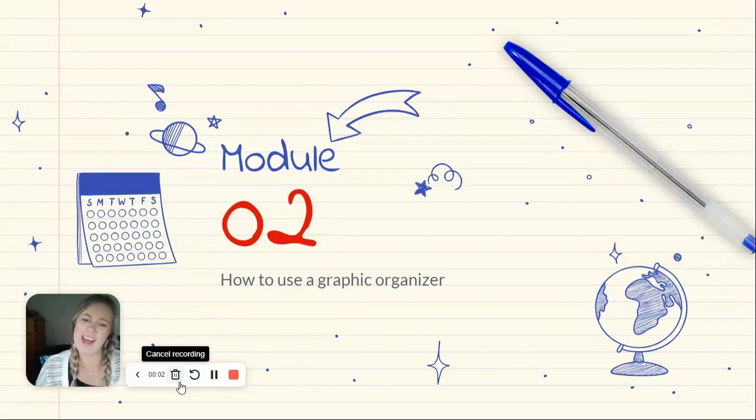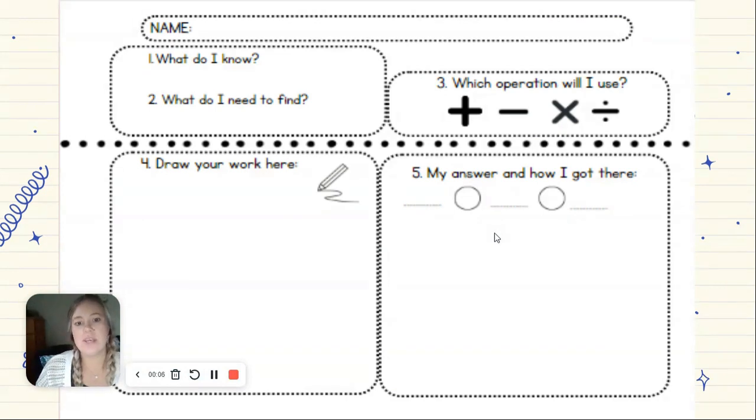Module 2, how do I use the graphic organizer? So here's the graphic organizer. You can see it is split into 4 boxes, but there are 5 steps. You will first ask yourself, what do I know? What do I need to find out? Then which operation will I use? And I will draw my work here and then share my answer and how I got there in the last box. This follows those problem-solving steps.